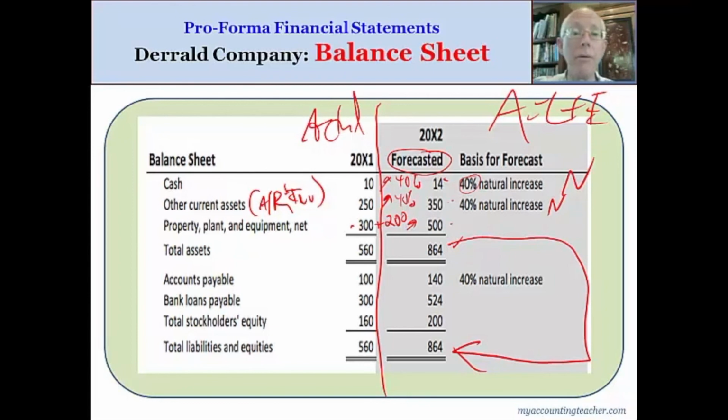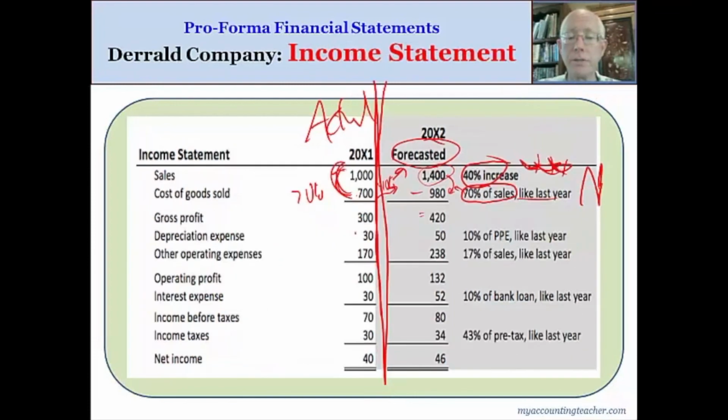But for now, property, plant, and equipment is going to be what? 500. So we want to use that to forecast our depreciation expense. So let's take a look here.